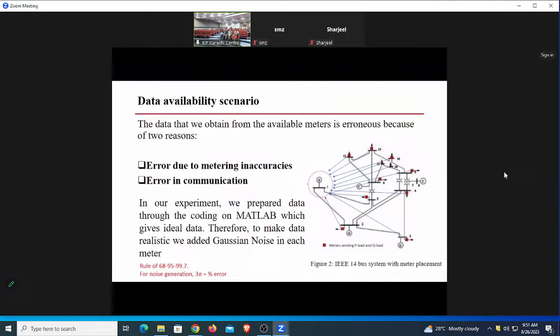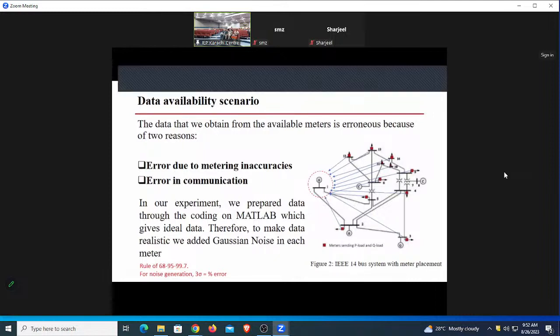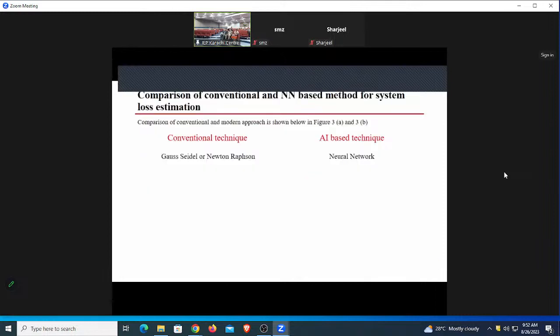So in our experiment, we have modeled this network through coding on MATLAB, and then we operated the system on various loading scenarios which are usually possible in a transmission network. Then we trained our network on that data and found the transmission losses. In order to make it realistic, we added Gaussian noise to mimic the real world scenario, like we saw in the previous paper, where the author also added Gaussian noise. And here I have presented a comparison of the conventional technique and the AI based technique.